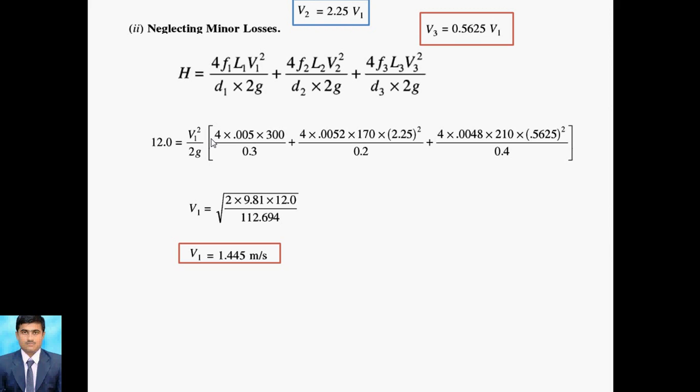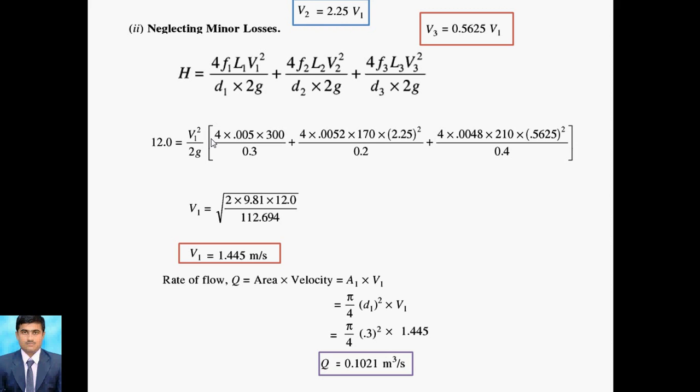meter per second. Then again we go for rate of flow, that is Q is equal to A1 V1, pi by 4 D1 square, because V1 is known to you, that's why pi by 4 D1 square into V1, and then we get the value of Q, that is 0.1021 meter cube per second.